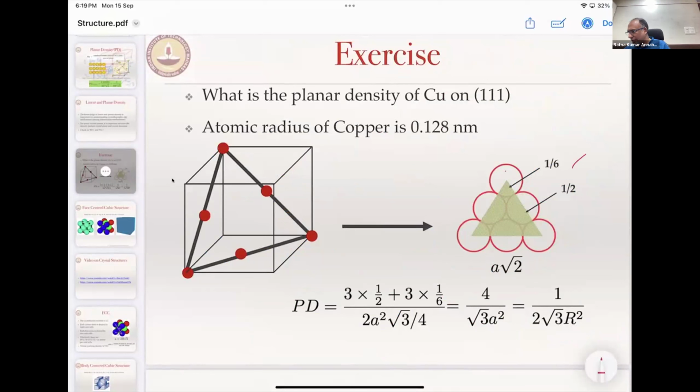Okay. So if you draw the plane, only 1/6 of that plane is occupied by that atom, and 1/2 of that, 1/2 of that. This is also 1/2 of that. So 3 into 1/2 plus 3 into 1/6. 3 into 1/2 is 1.5, plus half. So total 4 atoms.